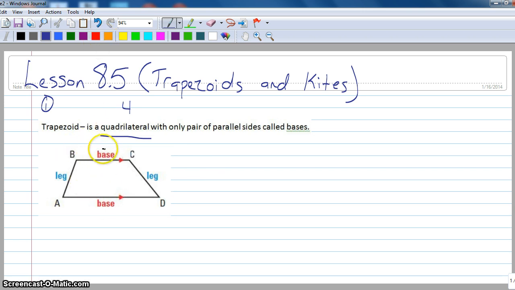The two bases are right here. They are parallel. They're on the top and bottom, unless it's flipped over, like standing on its legs. The legs are on the opposite side of the bases, and the legs will touch each other. The legs are not parallel, only the bases are. This is a basic, simple trapezoid. There really is no property for this. It's just a trapezoid.